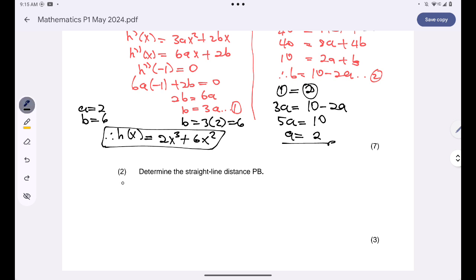I do have the equation h of x is equal to 2x cubed plus 6x squared, right? I want to know what is the value of y when x is minus 1. Plus 6 minus 1 squared. This will give me 4.